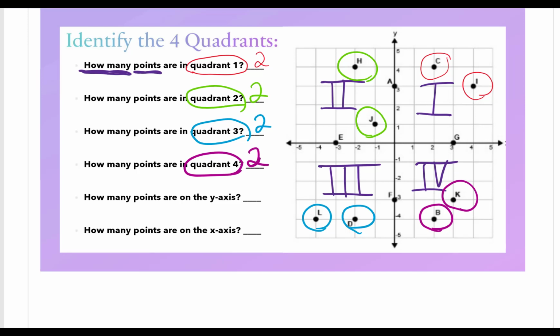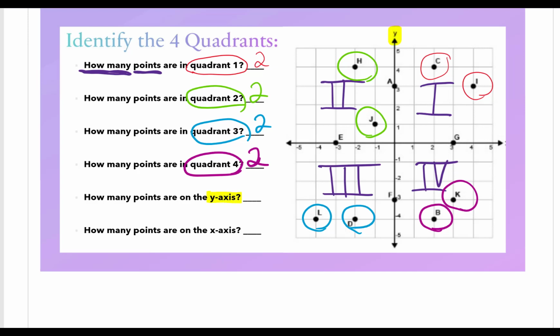Okay, but what about point G, A, E, and F? Pero ¿qué pasó con los puntos G, A, E, y F? So that is the next question. So the next question says how many points are on the y-axis.